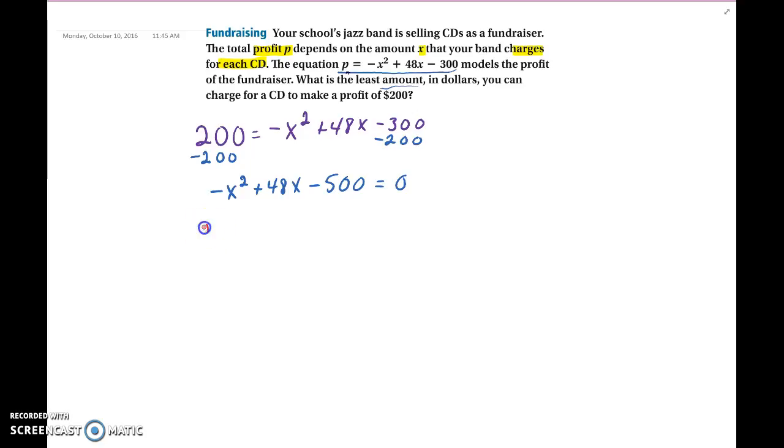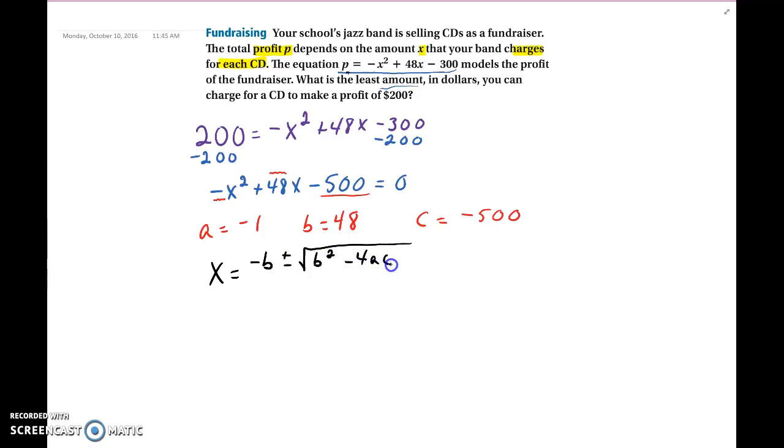All right, so then we need to identify our A, our B, and our C. So our A is negative 1. It's what's being multiplied to the X squared. Our B is 48. It's what's being multiplied to the X. And then our C is our constant, and that's negative 500. All right, so now we need to plug it into our quadratic formula, which is X is equal to negative B plus or minus the square root of B squared minus 4AC all over top of 2A.